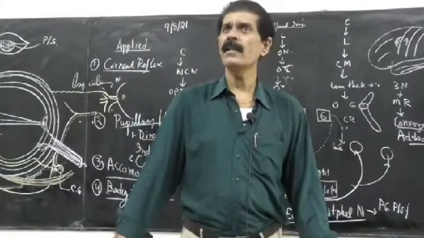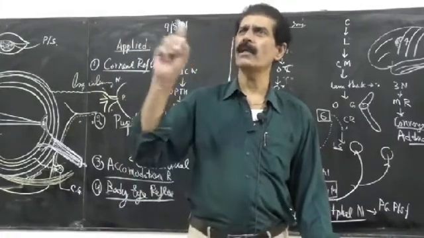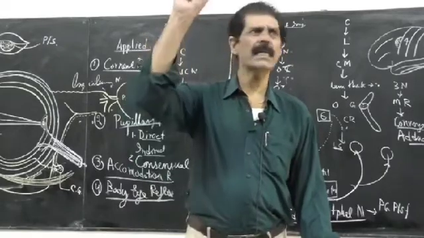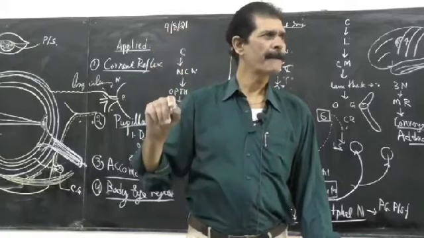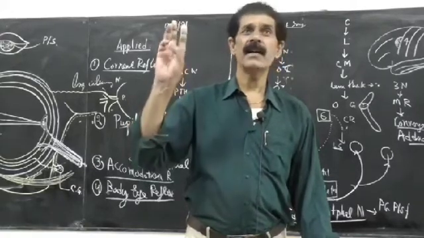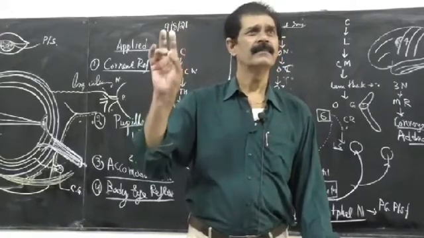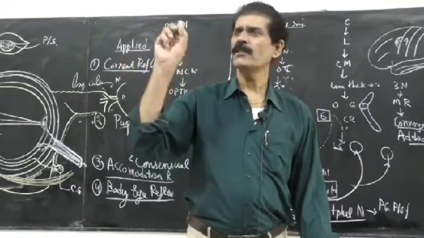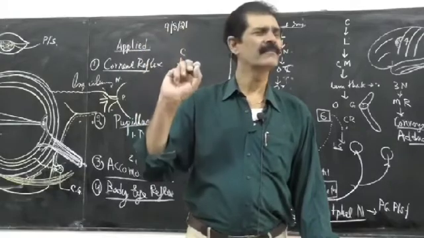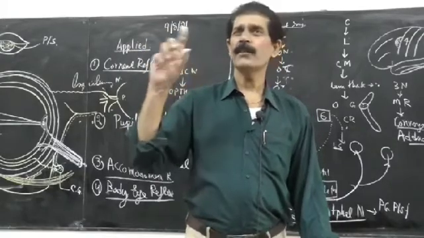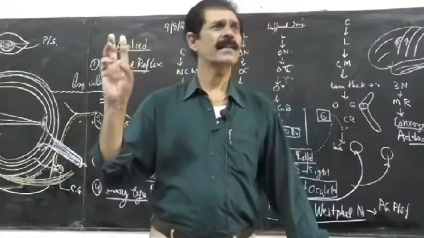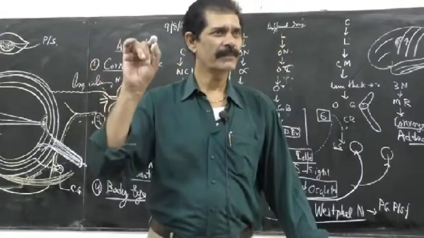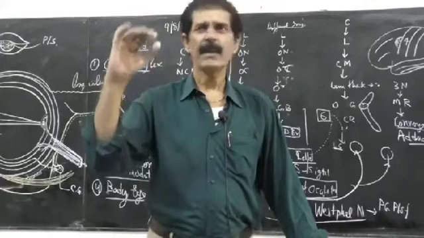Out of 12 cranial nerves, whichever nerves are motor, their nuclei are scattered in the brainstem. For example, the 3rd and 4th, oculomotor and trochlear, are motor. Their nuclei are situated at the level of the midbrain. At the level of the pons, the 6th and 7th are motor, and the 5th, their nuclei are present in the pons. Come down, medulla.